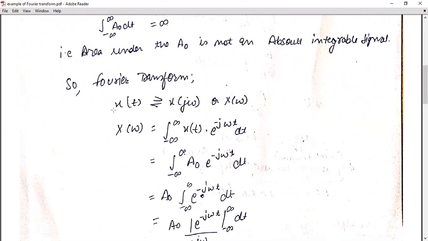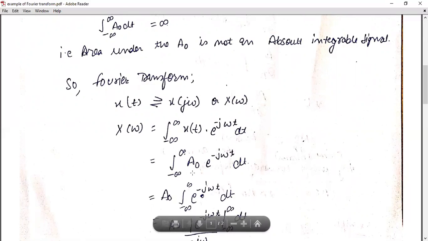If we find the direct Fourier transform of a naught, we change from the time domain to the frequency domain, x of j omega, or we can write it as x of omega. So x of omega is equal to the integral from minus infinity to infinity of x of t e raised to minus j omega t dt. This is the general formula for the Fourier transform if we have to change a signal from the time domain to the frequency domain. So substituting a naught in place of x of t, we get the integral from minus infinity to infinity of a naught e raised to minus j omega t dt.